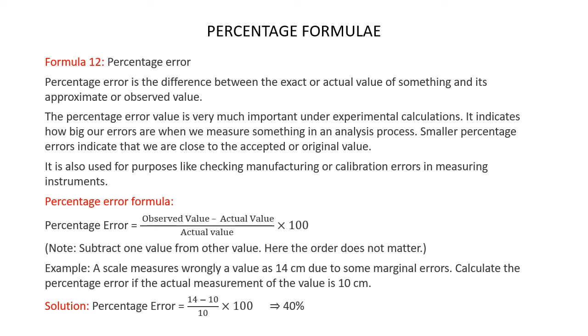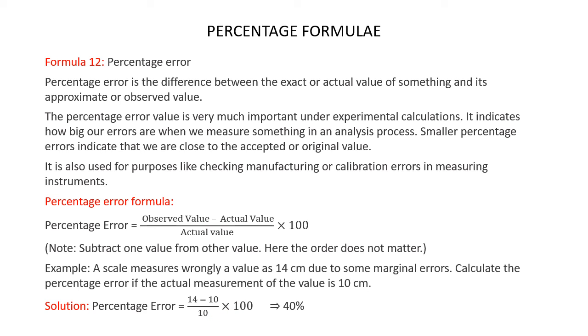A scale measures wrongly a value as 14 centimeters due to some marginal errors. Calculate the percentage error if the actual measurement of the value is 10 centimeters. Here, the observed value is 14 centimeters and the actual value is 10 centimeters. So, percentage error is equal to 14 minus 10 divided by 10 multiplied by 100.